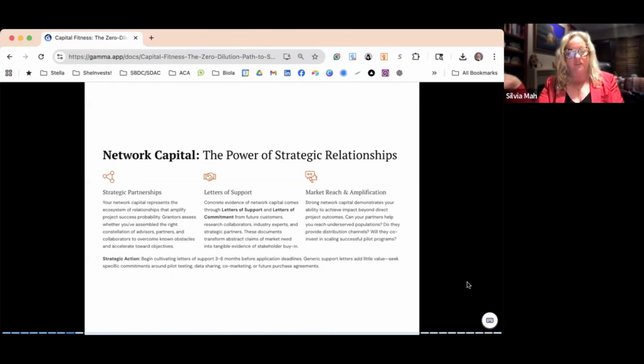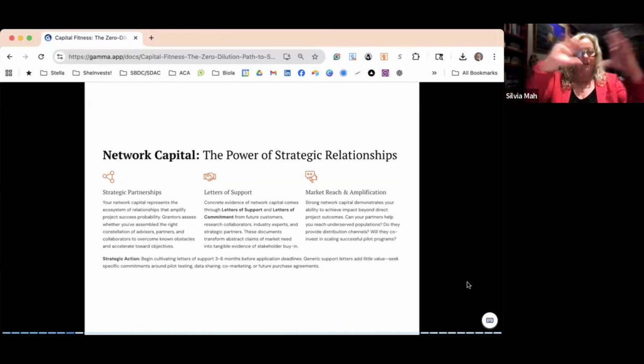Number 3 is market reach and amplification. It needs to be demonstrated that strong network capital shows your ability to achieve impact beyond the direct project outcomes. Can your partners help you reach underserved populations? Do they provide distribution channels? All of those things are part of that market reach.